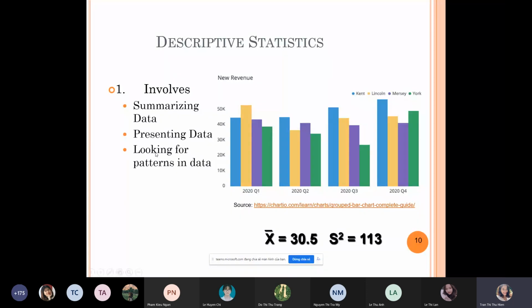So here are some steps involved in descriptive statistics. The main idea is that when you collect the data, you have to clean the data, and after that, present it by using some tables.